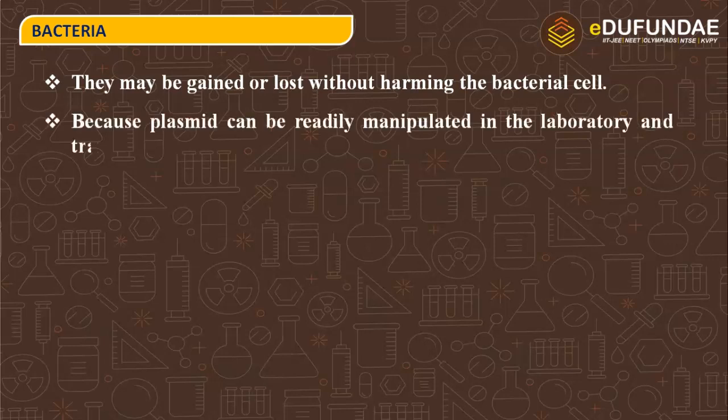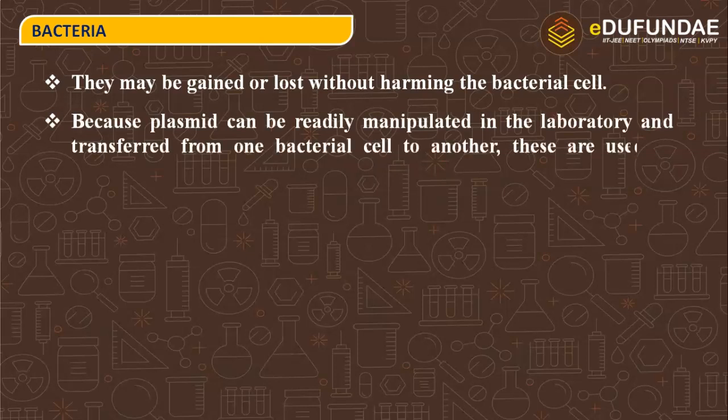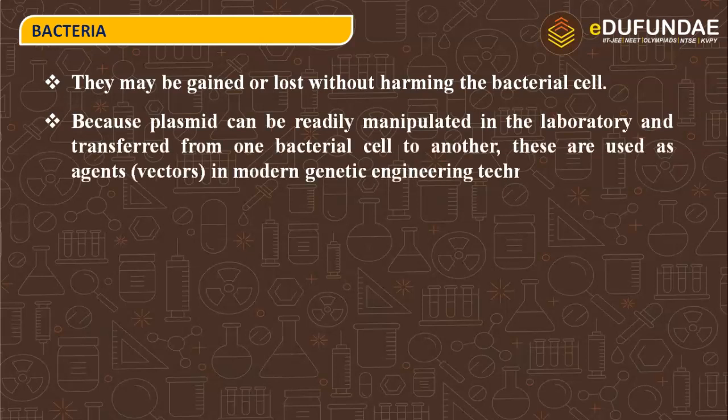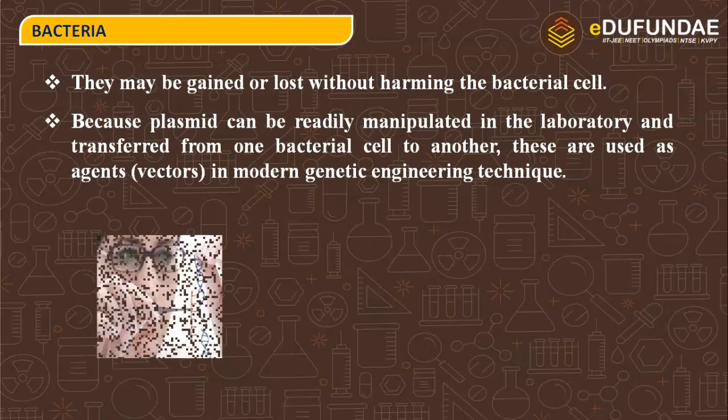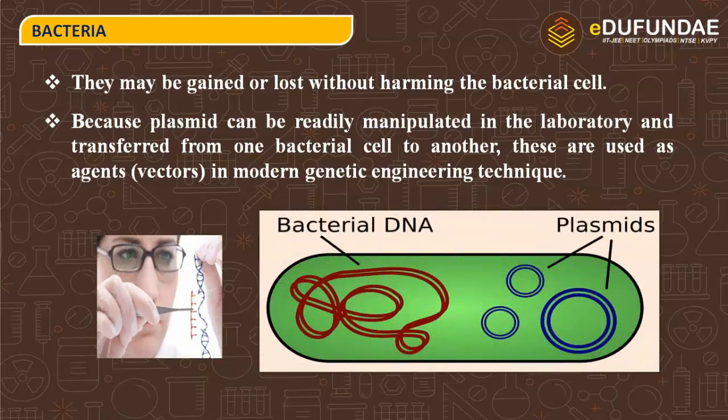Because plasmids can be readily manipulated in the laboratory and transferred from one bacterial cell to another. These are used as the agents that we call vectors in modern genetic engineering techniques. So, in a single bacterium, we see there is the presence of the bacterial DNA, the main DNA, as well as plasmids. The plasmids are also genetic material only, but they are in separate forms and they can also self-replicate. They do not require the main DNA for their replication.